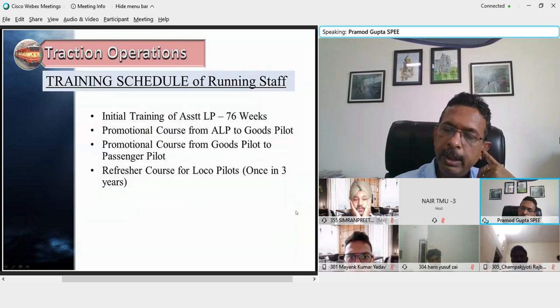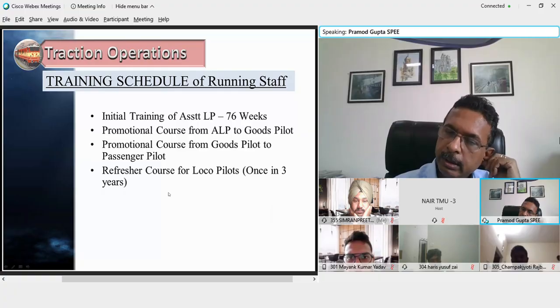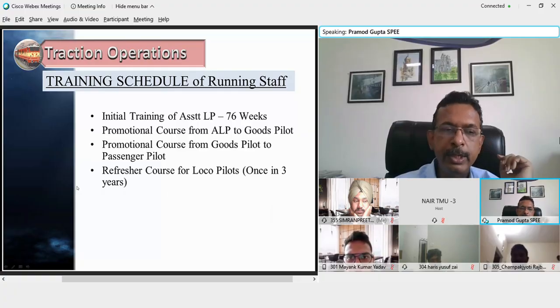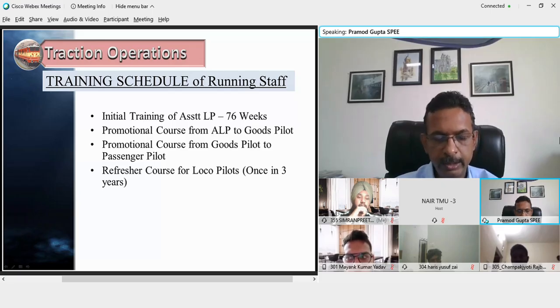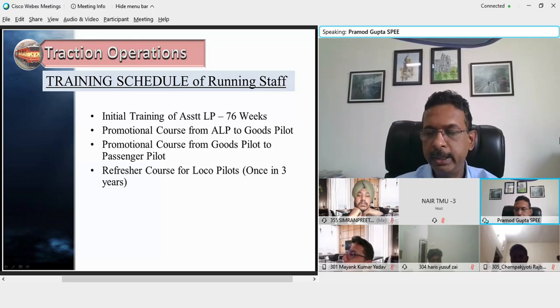The training is the third aspect which can improve the overall safety of train operation. It is assumed that a person who is trained, and if he is willing to apply the knowledge which he has gained during the training, he will be able to avoid accidents and collisions. The initial training is very tough. It is for 76 weeks.